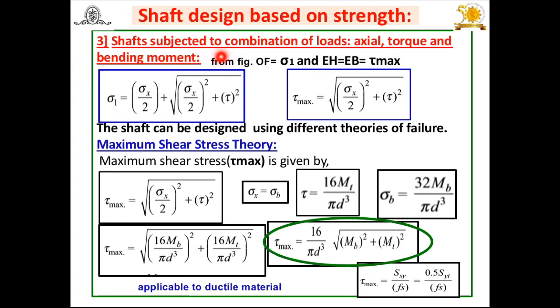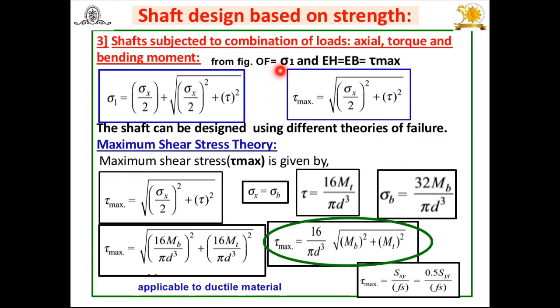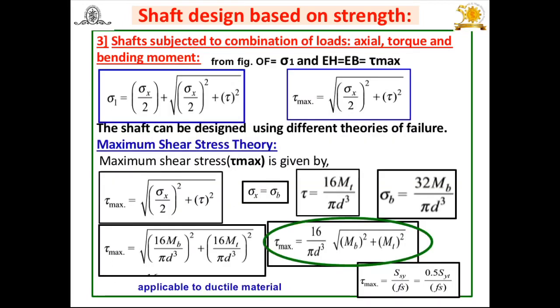Now consider the first case, when axial load is acting. Axial load is acting, so sigma x is equal to sigma t plus sigma b, that we have to consider. So at that time what you will get? The OF is equal to sigma 1 and EH is equal to tau max. When we consider this value, you will find here, look at this in this diagram. In general, sigma 1 is equal to OE. OE means sigma x by 2 plus EB. EB means the hypotenuse of this triangle. That means plus under root (sigma x by 2) bracket square plus tau square. It's also under root. Then you will get the EB. That's why you will get sigma 1 is equal to sigma x by 2 plus under root (sigma x by 2) bracket square plus tau square.